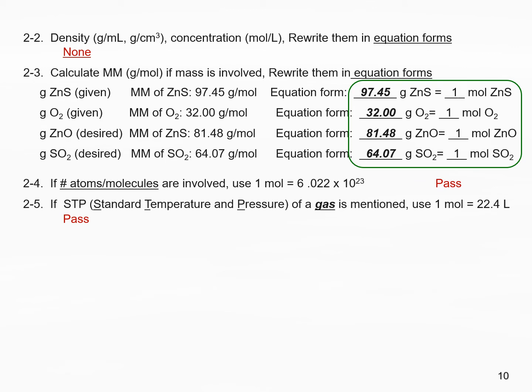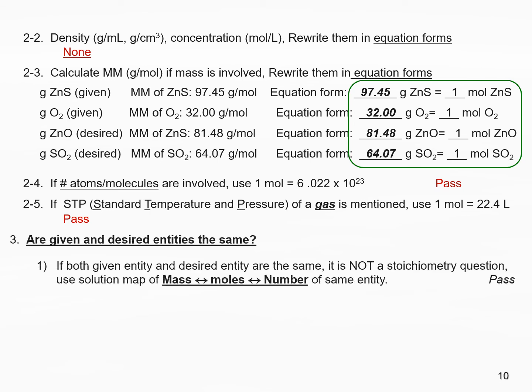All right, steps 4 and 5: since no number of atoms or molecules is involved, we pass that step. STP is about the gas chapter, and we don't see any of this here, so we pass that. Remember we got the 2 green boxes of conversion factors we have collected so far, and we are about to use them.